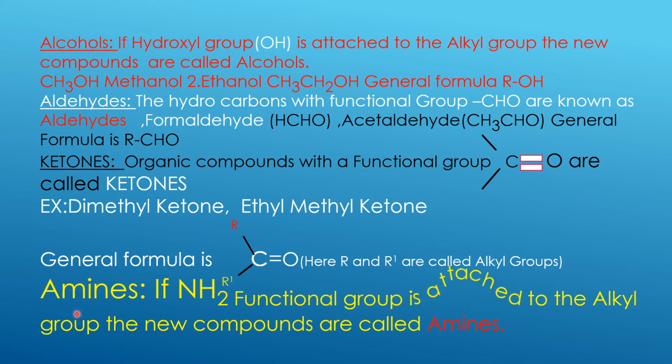Next, come to the next one, amines. If the NH2 functional group is attached to an alkyl group, the new compounds are called amines. See here, R and R dash are there. What do you mean by R and R dash? They are the alkyl groups. How will you get the alkyl groups? If one hydrogen is removed from a hydrocarbon, then it becomes an alkyl group. If this alkyl group is attached to an atom or group of atoms, the entire compound's properties change.